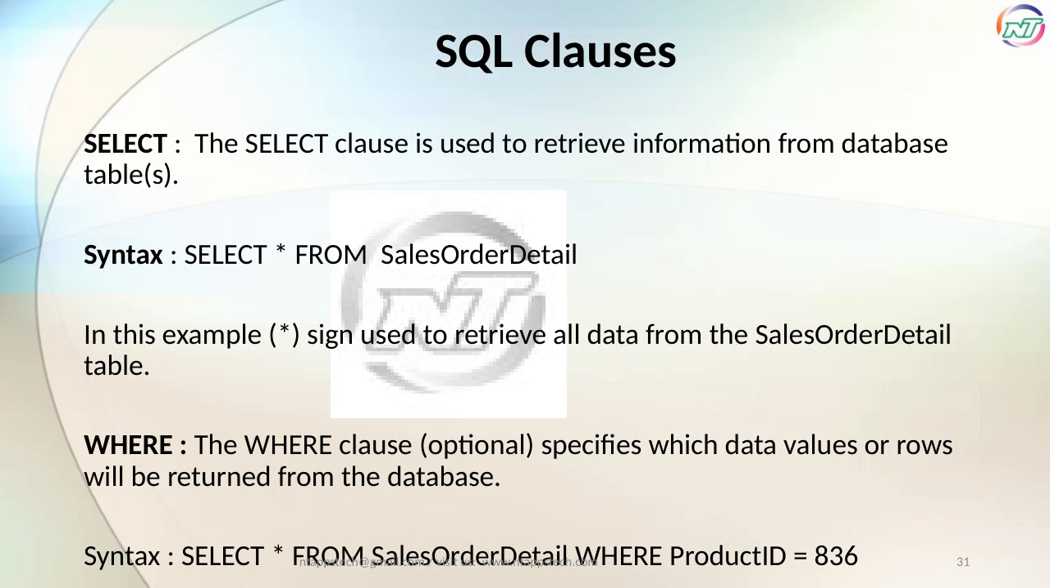The select clause is used to get data from tables in a database. When you use select followed by an asterisk, like select * from sales order detail, it means you want to retrieve every column and row from that table. You don't have to get all the data, though.